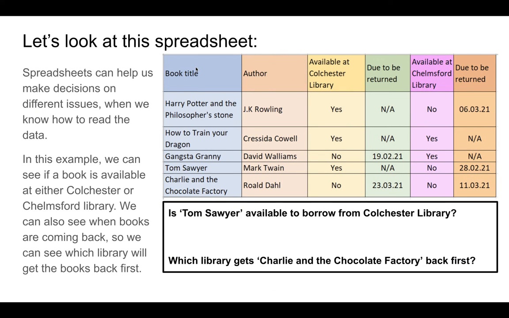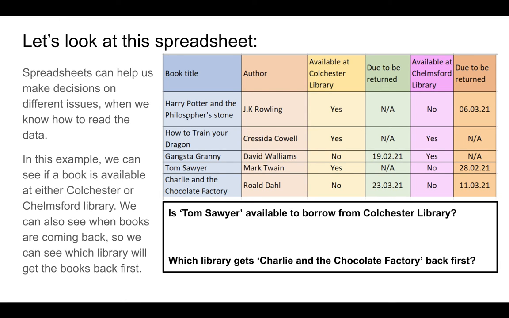Let's have another look at an even more complicated spreadsheet. So spreadsheets are really good for helping us make decisions on different issues once we know how to interpret and read the data. So in this example, we can see if a book is available at either Colchester Library or Chelmsford Library. And we can also see when books are due to be coming back to the library, and we can see which ones will have the books back first.